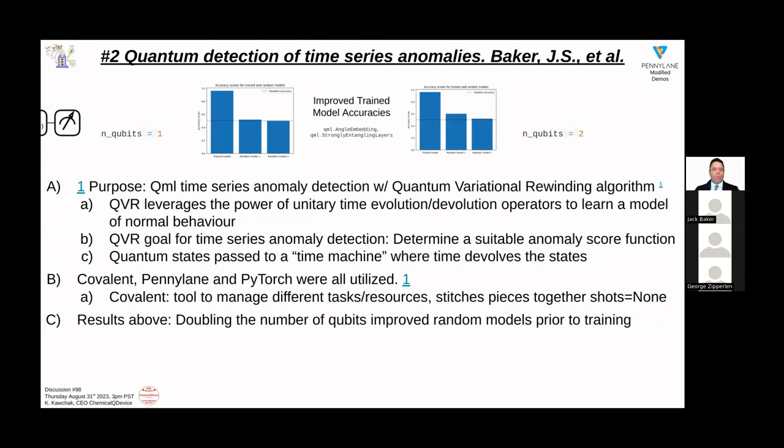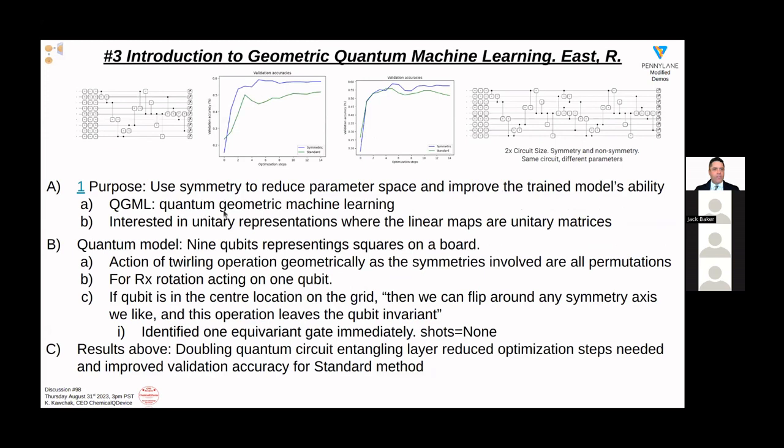There are many types of quantum machine learning out there. What was interesting about this one is that they are using Covalent, a tool that pulls things together, with different tasks and resources. And that was the result: doubling the qubits in this one helped with training. So you'll see a couple of my tactics for trying to get better accuracy.